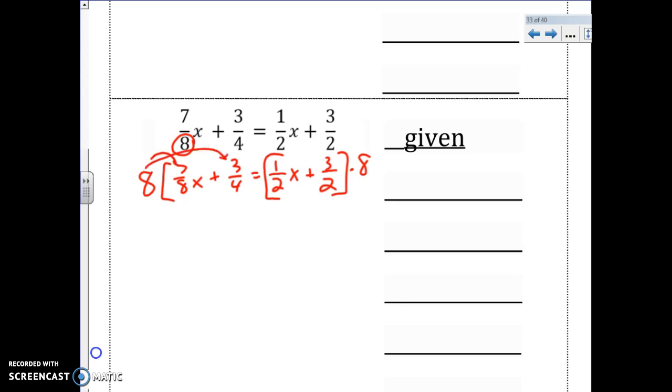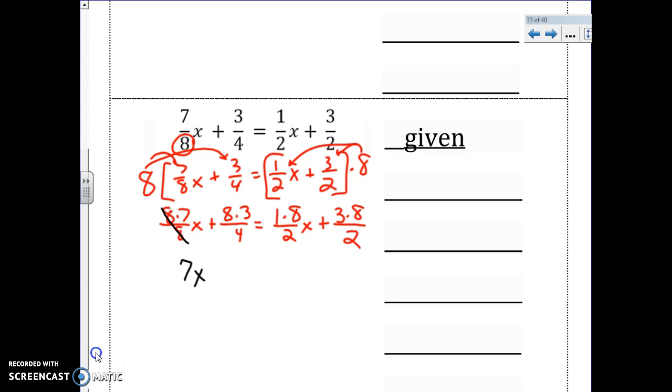So I have 8 times 7 over 8x plus 8 times 3 over 4 equals 1 times 8 over 2x plus 3 times 8 over 2. These 8's cancel. I'm left with 7x plus 8 times 3 is 24.